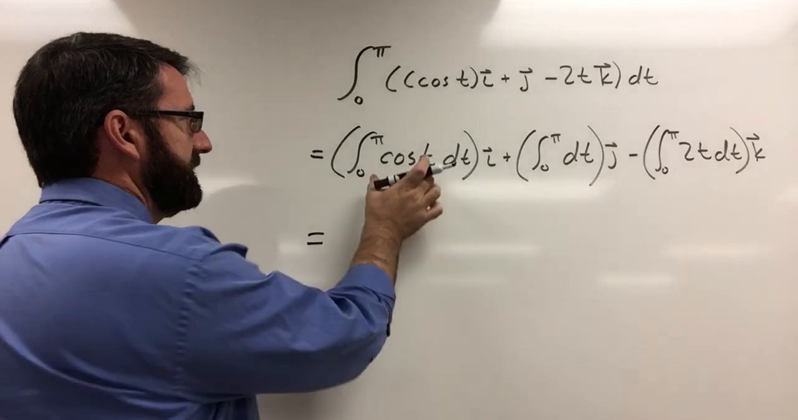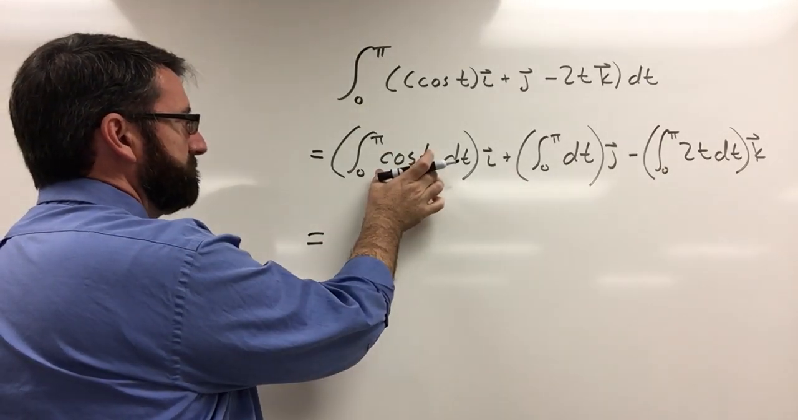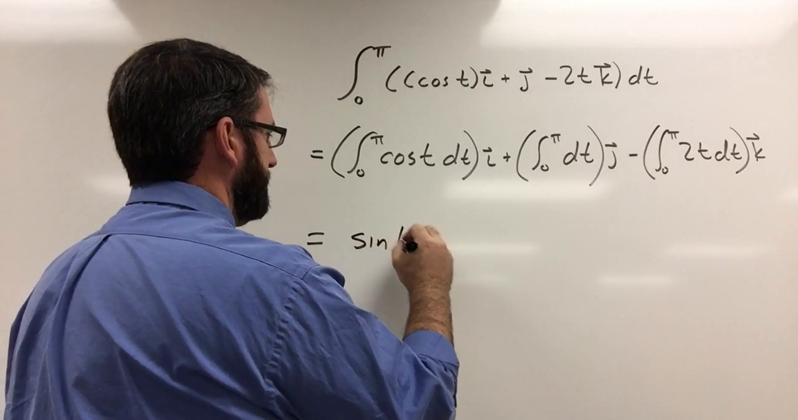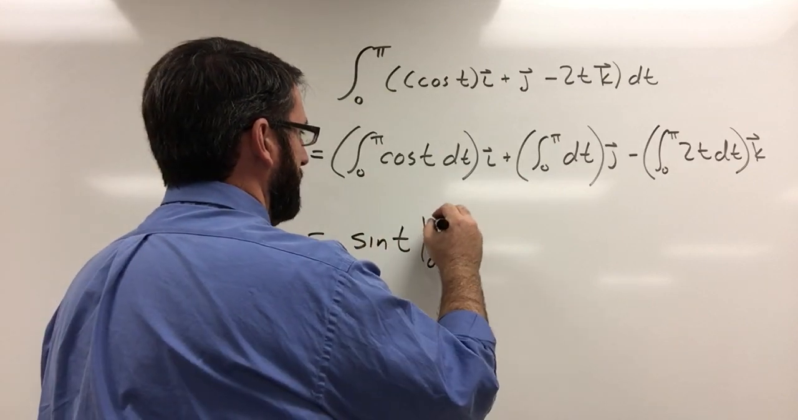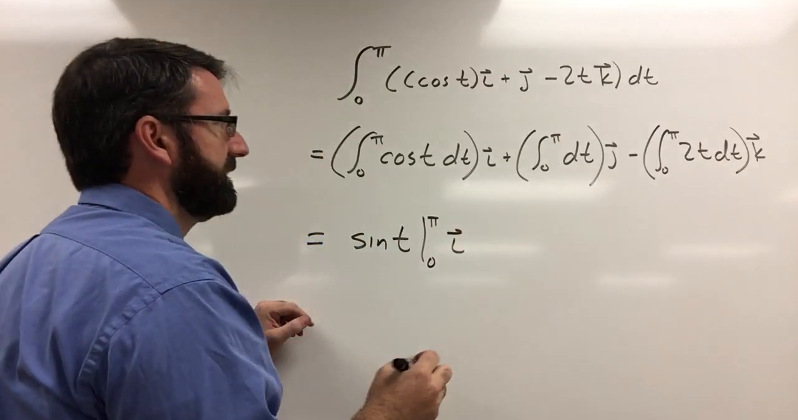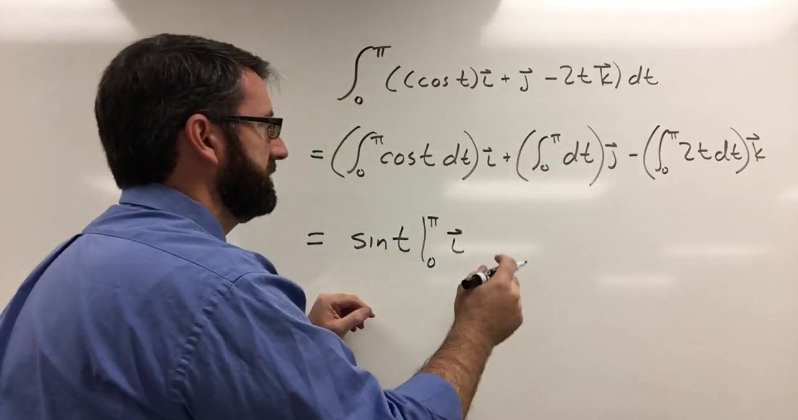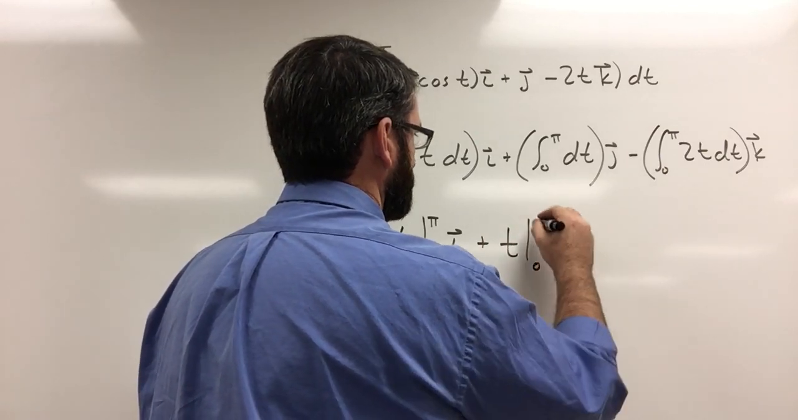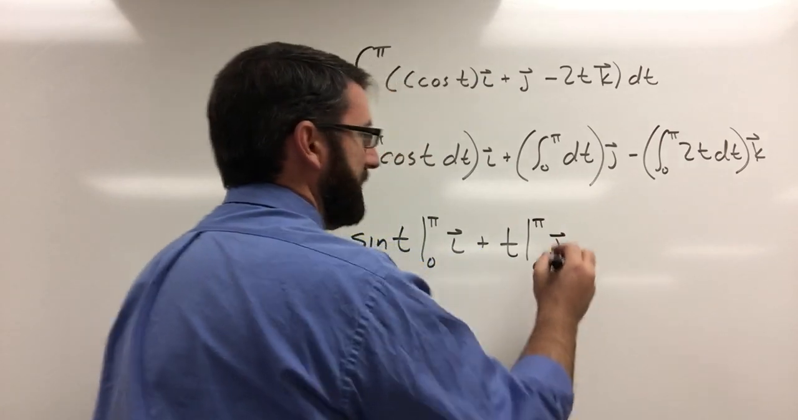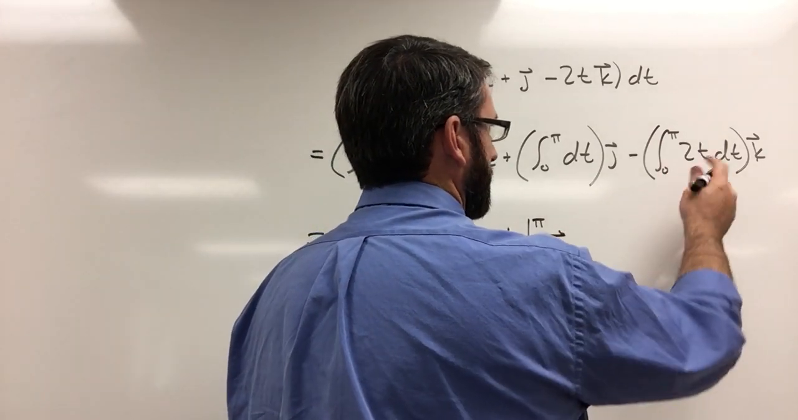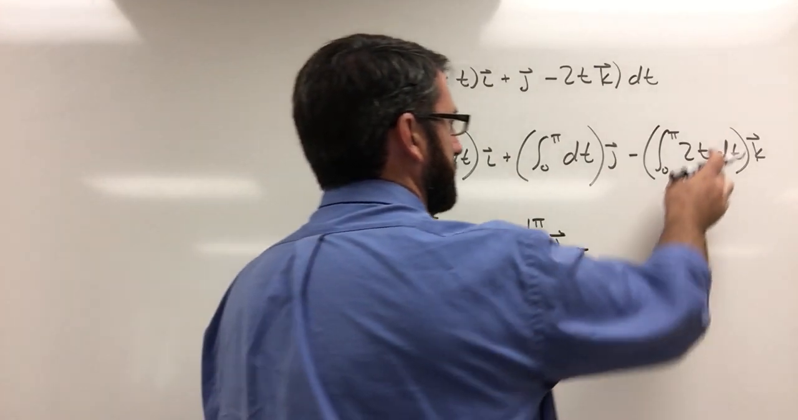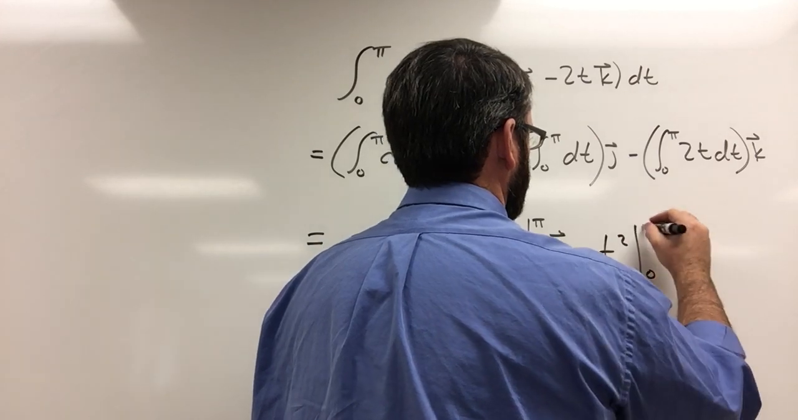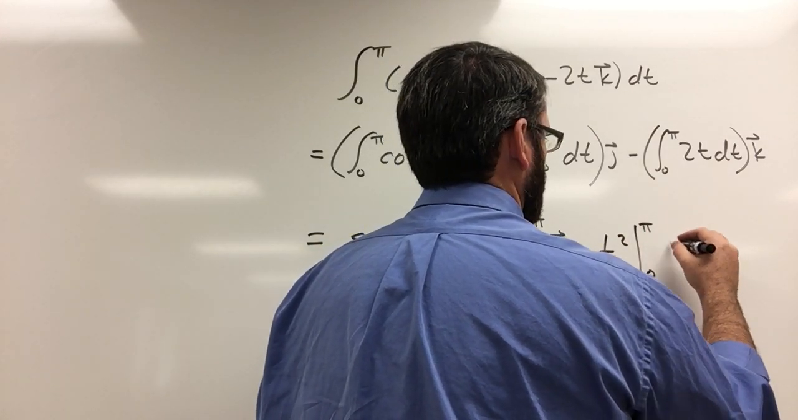So the integral of cosine t is going to be sine. So this is sine t, and we're going to evaluate that from 0 to pi, and then multiply by i. And then over here, that integral is just going to be t, so plus t, evaluated from 0 to pi, times j, and then minus the integral there is going to be t squared. So this is t squared evaluated from 0 to pi times k.